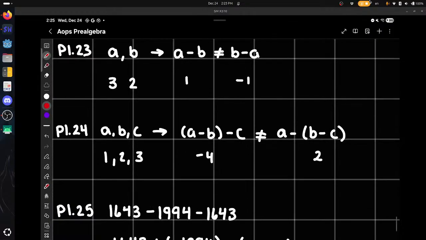So now associative. Find numbers a and b and c such that a minus b minus c is not equal to a minus (b minus c). They used a as 3, b as 2, and c as 1. I did it the same way, but just in the opposite way, and I got negative 4 and 2. So subtraction is not associative. They even have a warning. Subtraction is neither commutative nor associative. Cool.